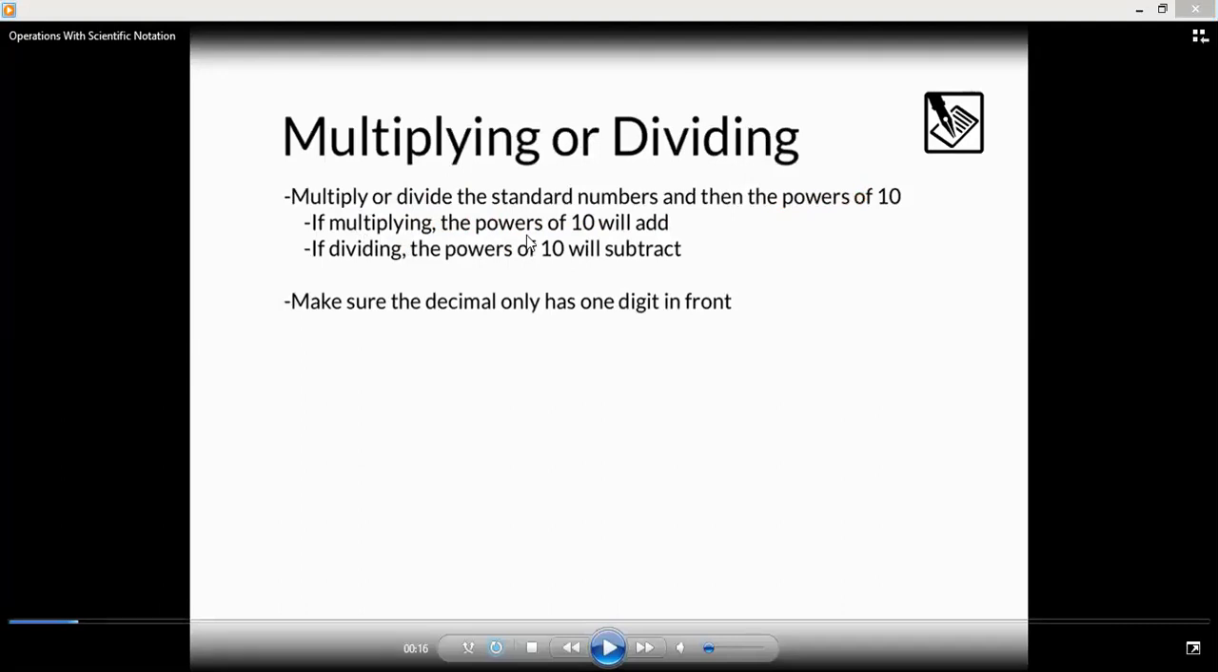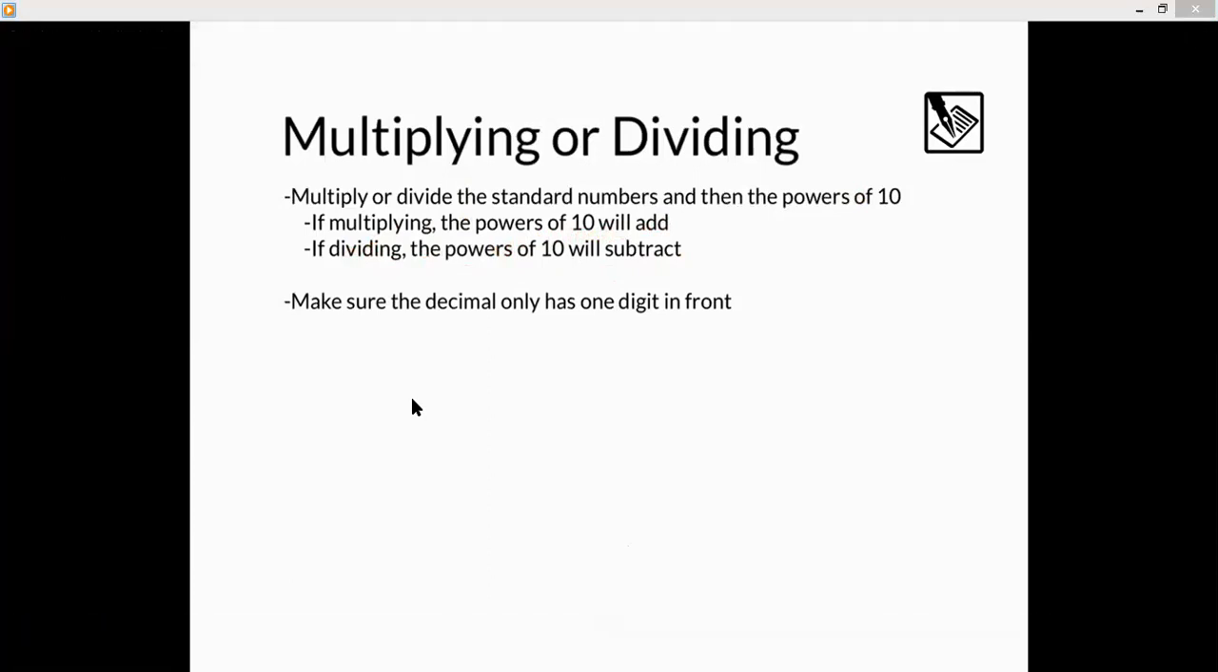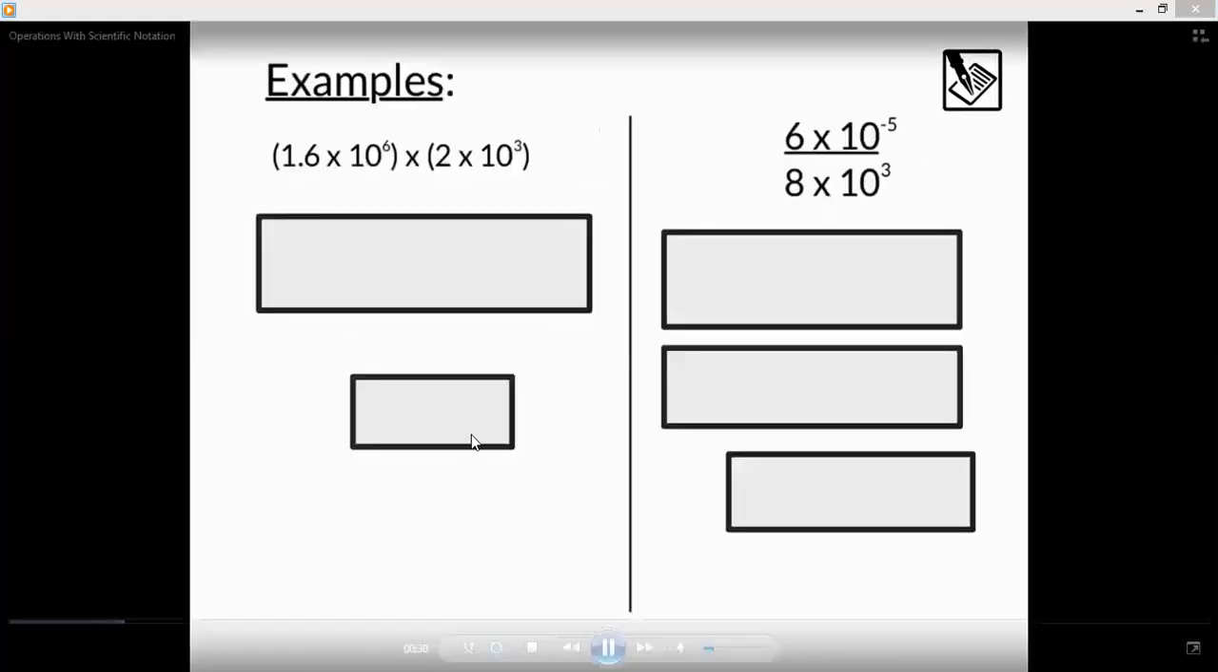If multiplying the powers of 10, we will add. If dividing the powers of 10, we will subtract. Make sure the decimal only has one digit in front. Just remember, we will start now with the two main operations, which are multiplying and dividing. Let me give you an example.